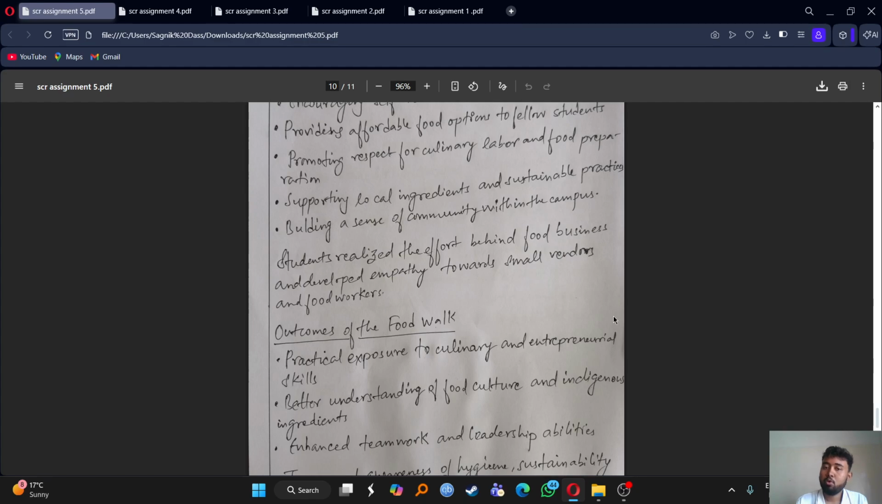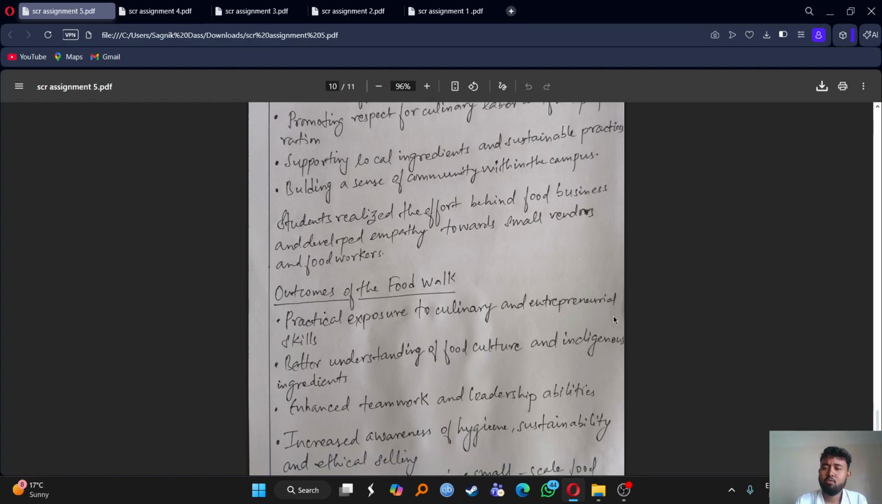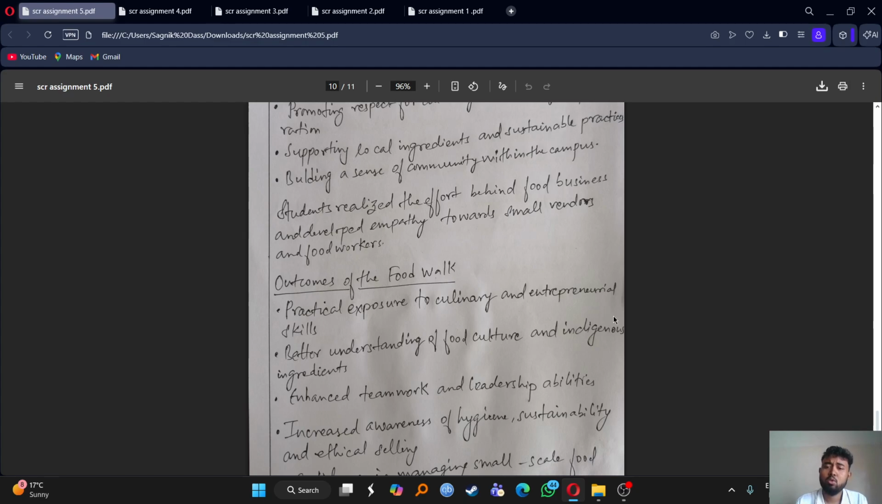Promoting respect for culinary labor and food preparation, supporting local ingredients and sustainable practices, building a sense of community within the campus. Students realize the effort behind the food businesses and develop empathy towards small vendors and food workers. Yes, we also learned how much hard work small vendors and food workers usually do on a daily basis to keep their stomach filled.